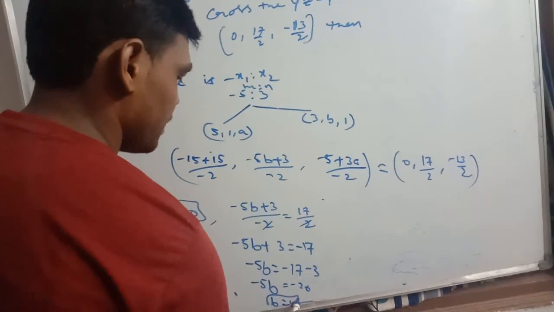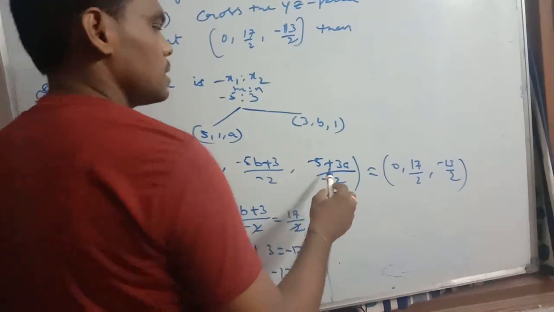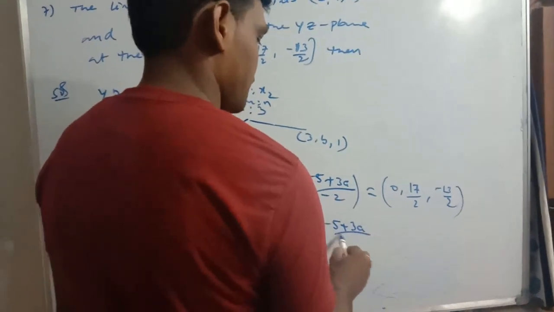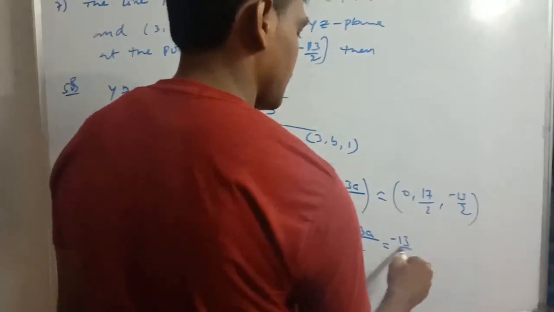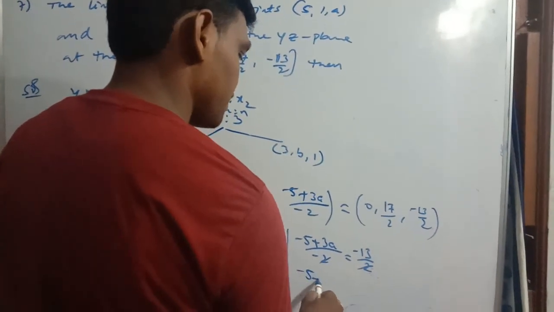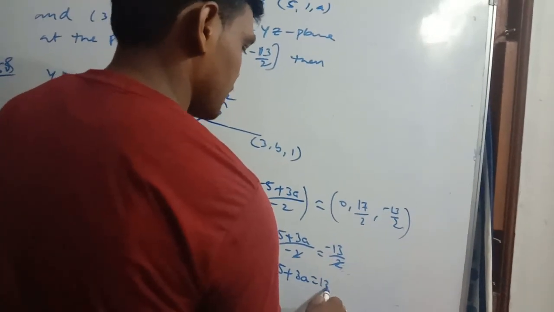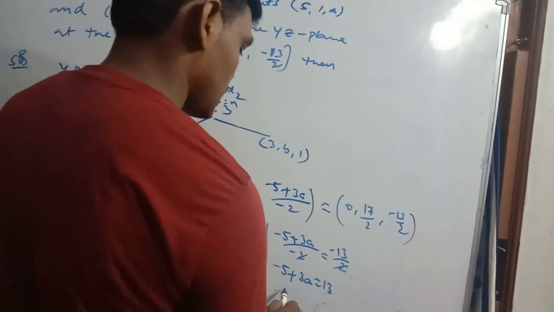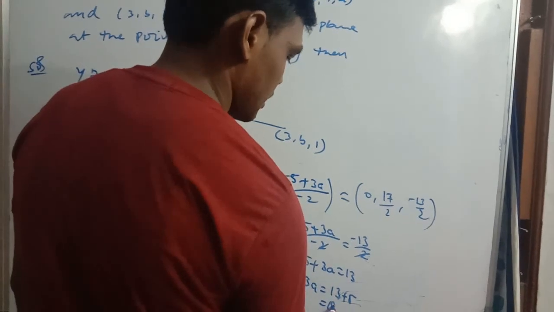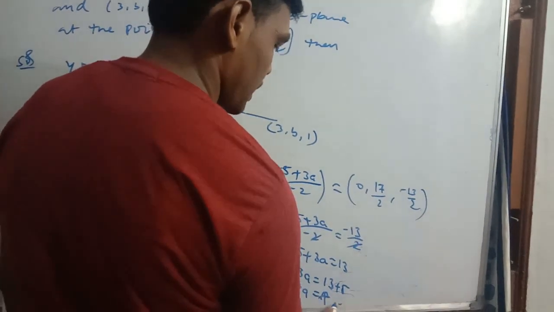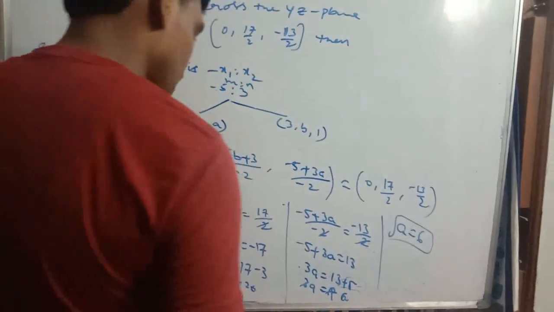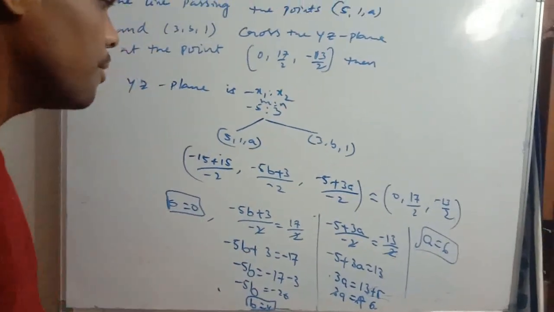Now the b value is 4, and the z coordinates are equal: (-5 + 3a)/(-2) = -13/2, and the 2 is cancelled. Now here -5 + 3a = +13, minus into minus is plus, so 3a = 13 + 5, and this is 18, so 3a = 18. Now a is equal to 6. Now see the options in our material. Here a is equal to 6 and b is equal to 4. Okay, write down.